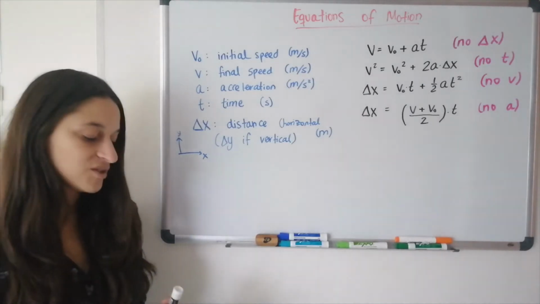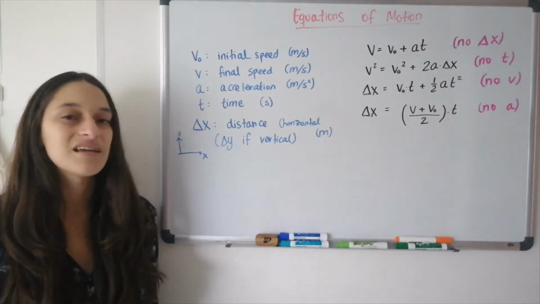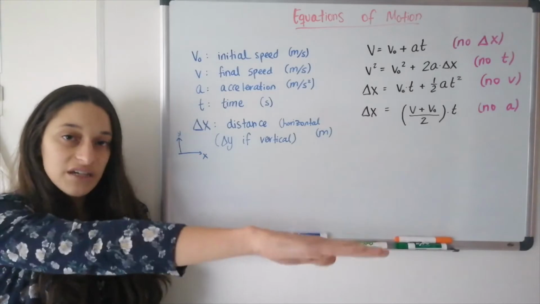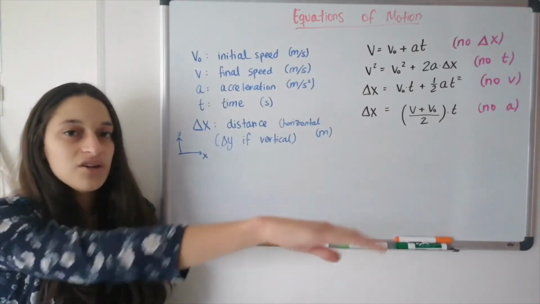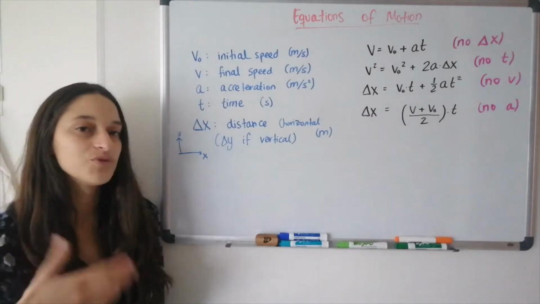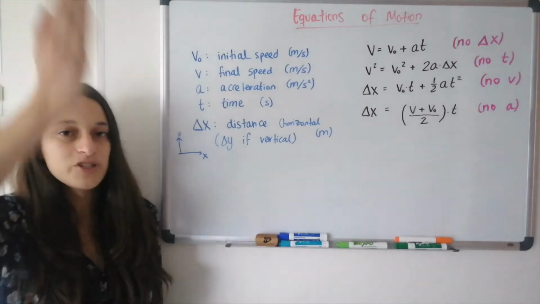Now there's something else that I wanted to mention. We're going to be using things that are moving either horizontally, which means to the right or to the left, and things that are moving vertically, up or down.